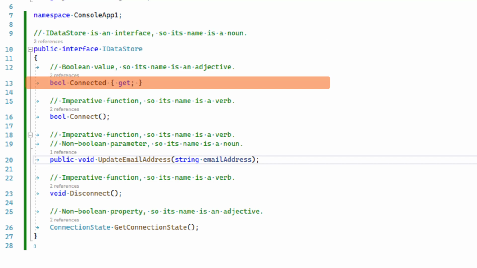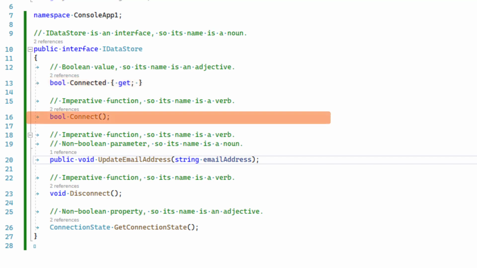First we have a Boolean property which we've named connected. Connected is a word that describes the state of the current object, the data store. This is a Boolean property and its name is an adjective, so that's appropriate. Next we have the connect method.